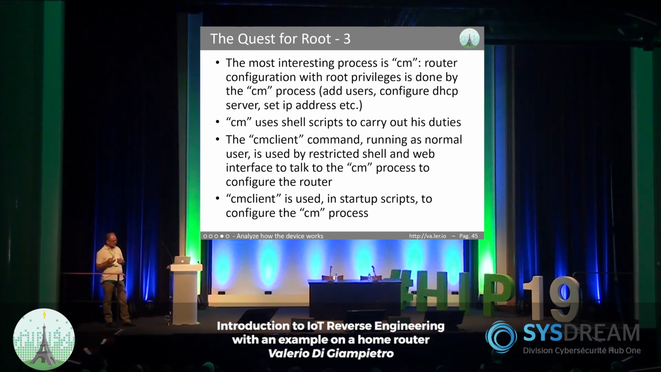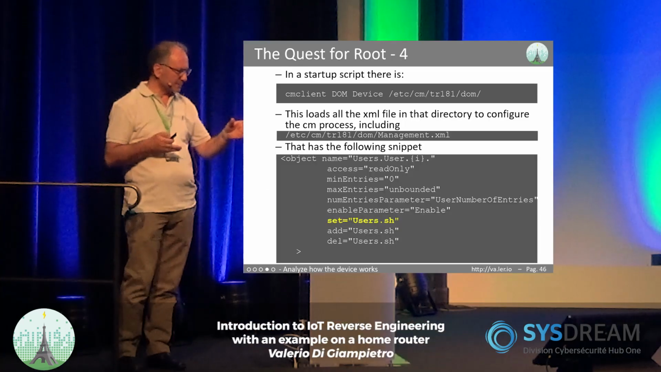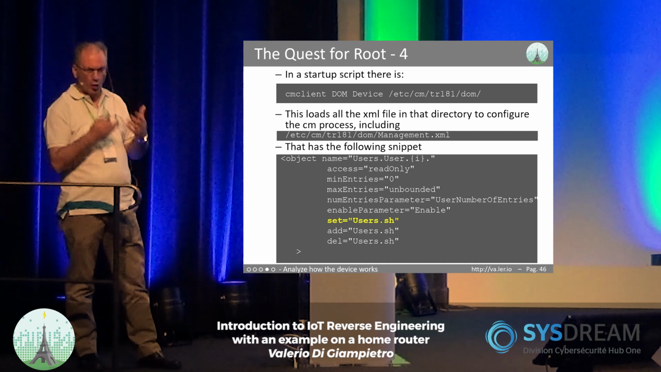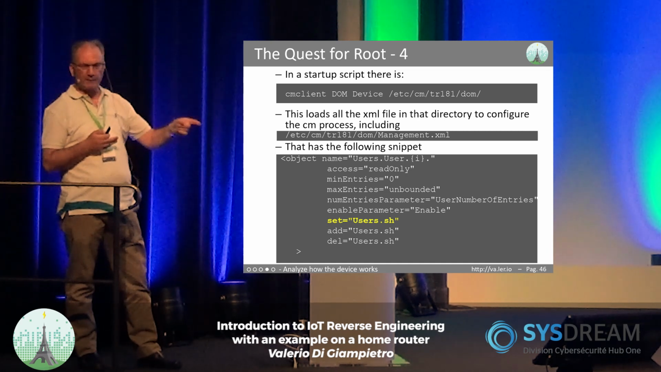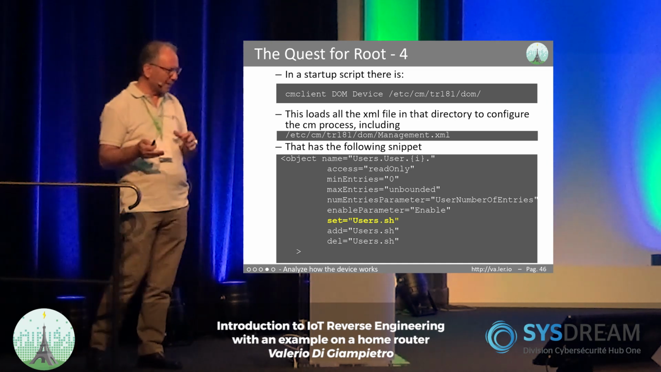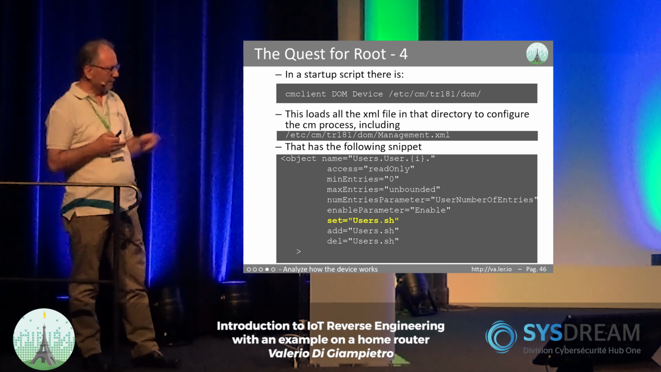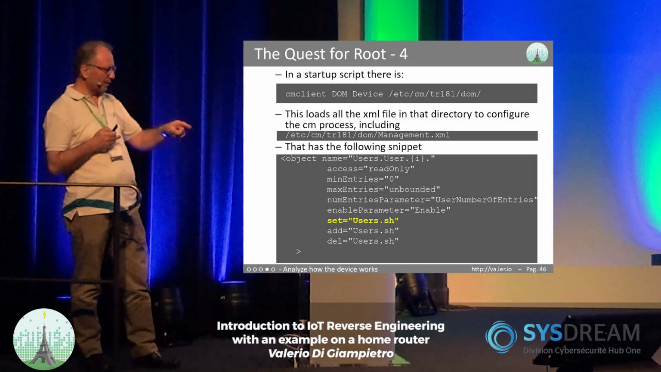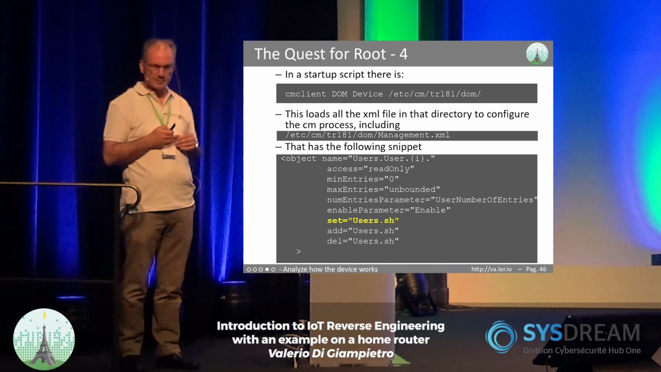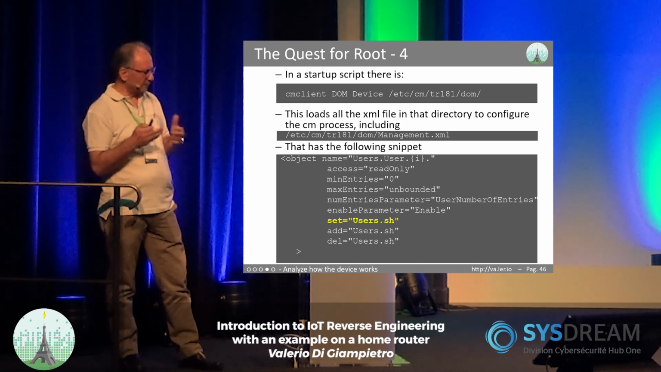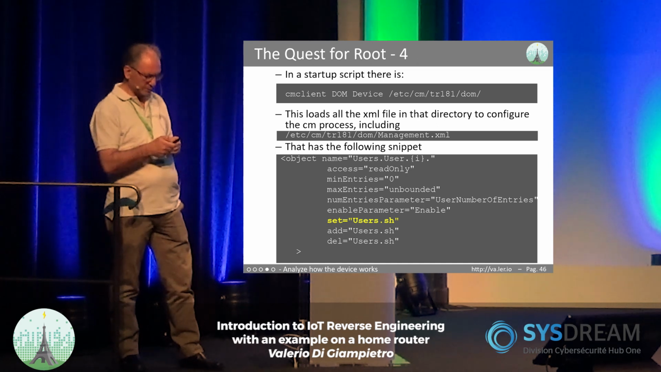But doing file system analysis, we can see that CM client is used in startup scripts to configure the CM process. So in a startup script, there is, for example, a command that tells the CM process to load all the XML configuration files available in that folder. One of these configuration files is management.xml, but others are similar. That is inside this interesting snippet, where basically it tells the CM process to use the users.sh script to change users' properties or to add a new user.